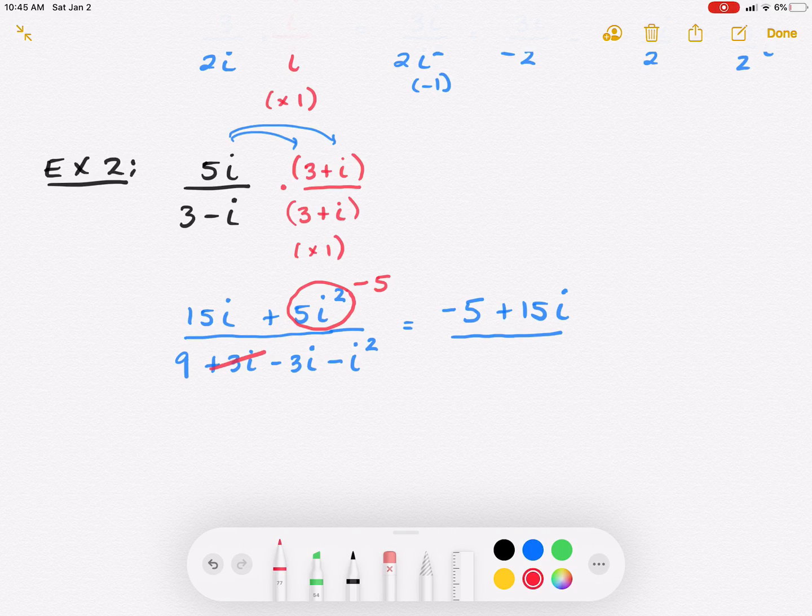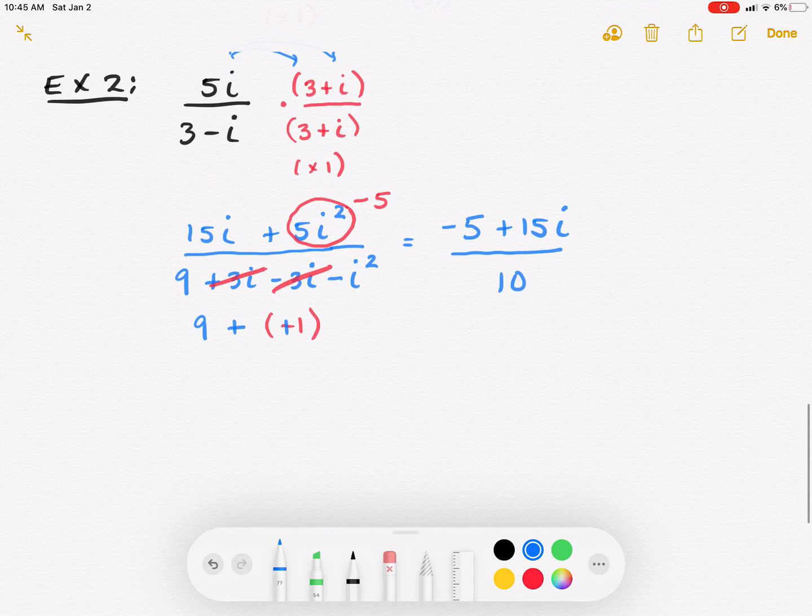Well, in the denominator down here, we see that the outer and the inner cancel, and this becomes 9 minus, and we can replace the i squared with -1. So this is really 9 plus 1, and it's going to make a 10.